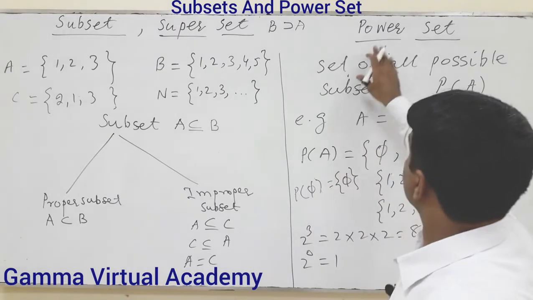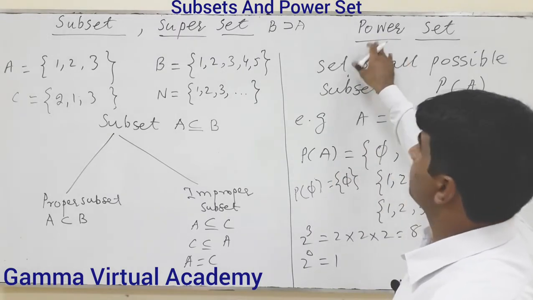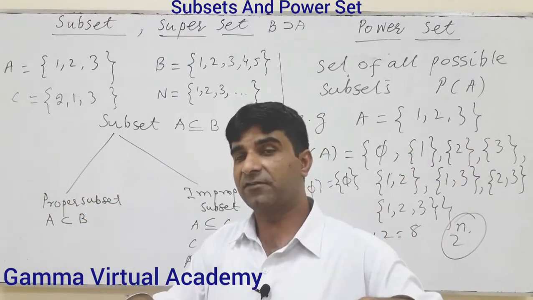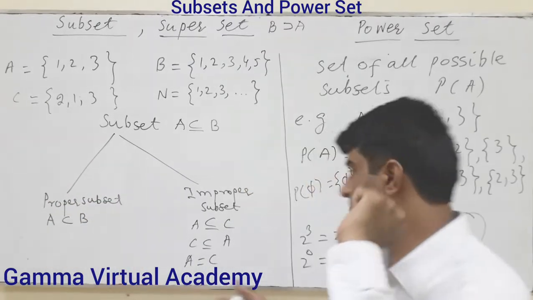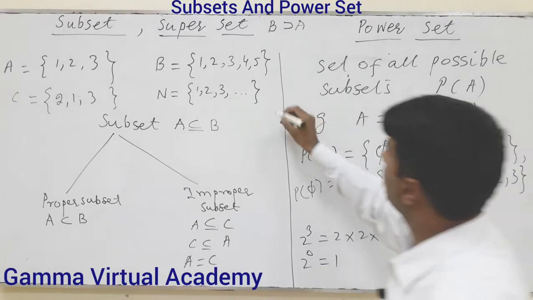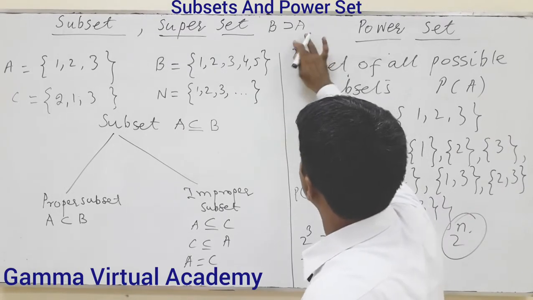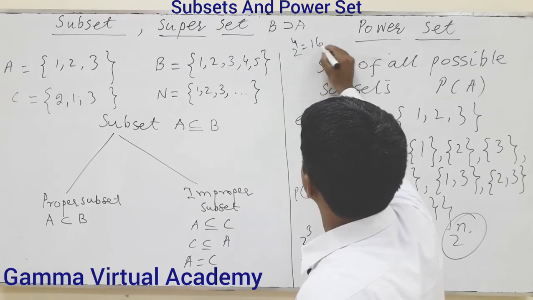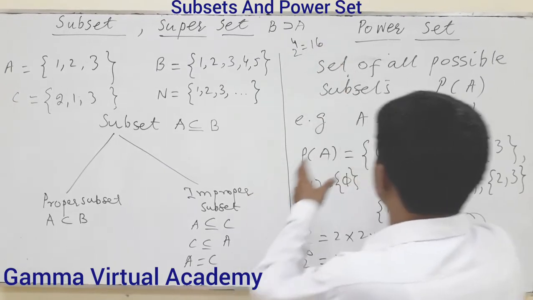You must keep in mind that a power set will never be empty. If you find the power set of the null set, you will get one member. If you find the power set of a set with 4 members, there will be 16 subsets, 16 members of that power set.